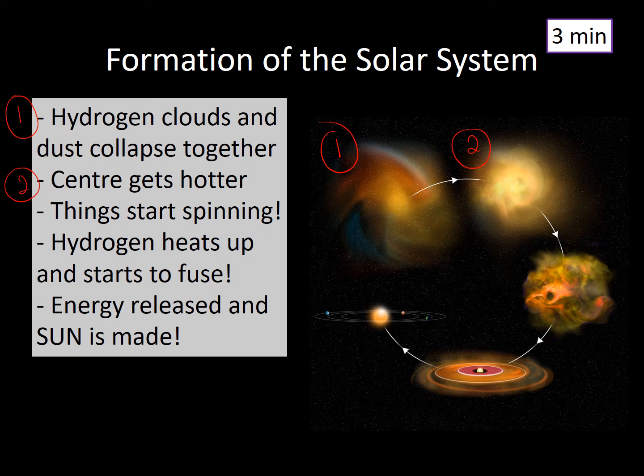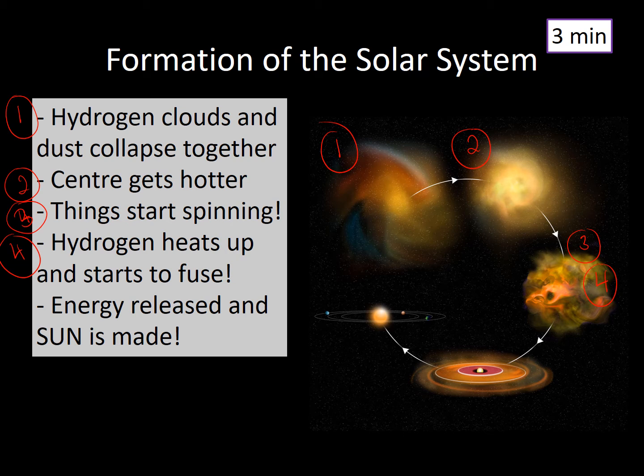And after that, what's going to happen? Things start spinning. I don't know why I've just written 4 there, it should be 3. A large part of that cloud is going to start spinning, and within that, we've got number 4 here as well, that hydrogen that was in that cloud is going to start to heat up, and it's going to start to fuse together to make helium.